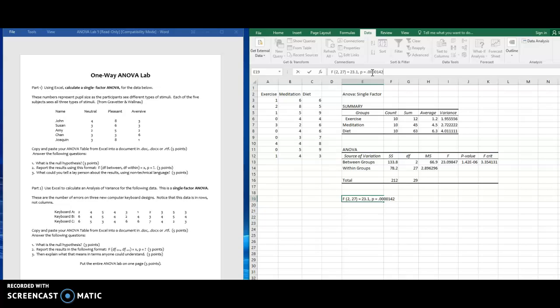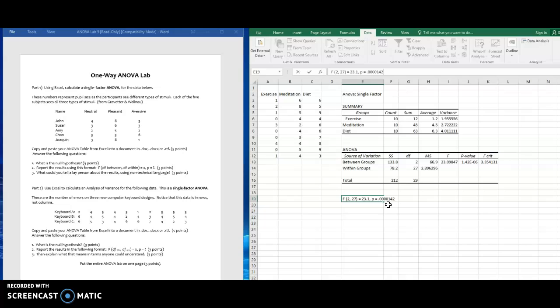So what does that mean? What does that mean about the null hypothesis? What does that mean about this particular set of data? Because remember, P is the probability you would get this data if the null hypothesis were true. So the probability that null is true is pretty low. So in this case, we could reject the null hypothesis.